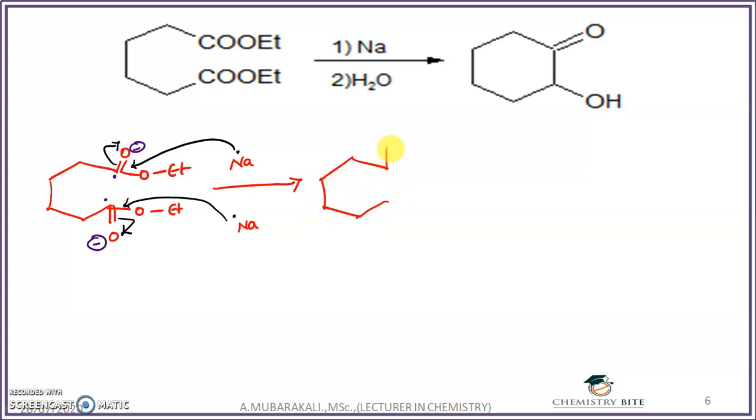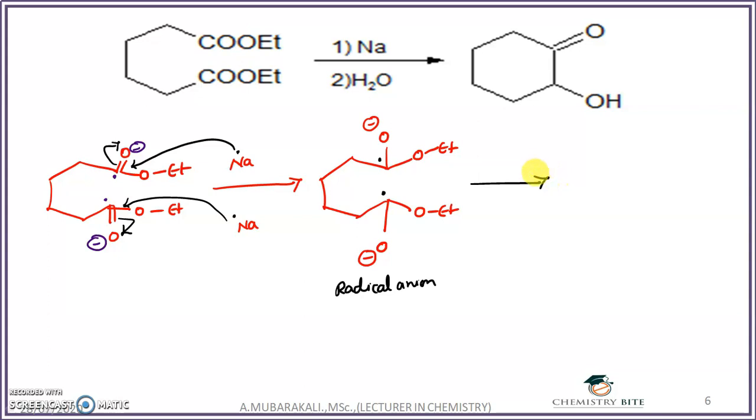Okay, so on oxygen you will get the negative charge again. So on this you are having OEt. The same thing, the second molecule of the ester, the oxygen will get the negative charge. Here you are having the OEt, and both will have the two radicals. So this is called a radical anion. So what is the next step?